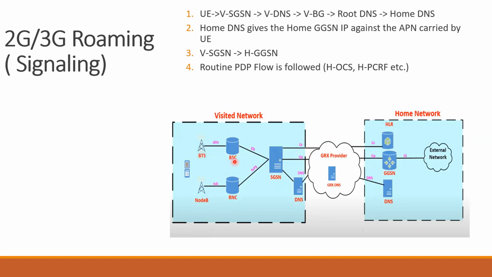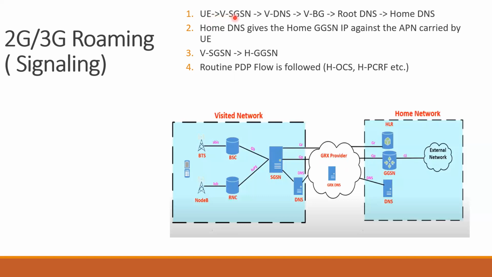You have your BTS, your BSC, your Node B and RNC, your SGSN, and the DNS, which is connected with the GRX provider, which is then connected with the DNS and the GGSN as well. Okay. So your UE is going to send a create PDP request to your visitor SGSN.